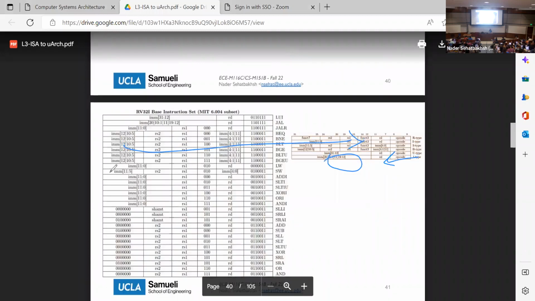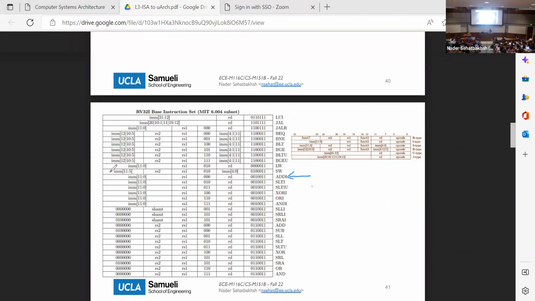So basically it's a translation between these characters that we talked about. For example, we talked about ADDI, we talked about SW, LW, and all those things. And you can see that all of them have a different number. This is basically just a one-to-one mapping between the instruction and some number, okay? And we call that the opcode.